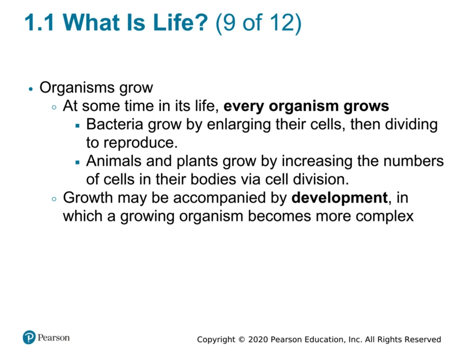What about organisms growing? That actually requires a little bit of stimulus and chemical signaling within the cell or the organism. Something like a prokaryotic bacteria grows by enlarging their cells. Then they divide to reproduce. Those divided cells are usually smaller than the original cell, but they'll get bigger, they'll grow. Animals and plants grow by increasing the numbers of cells that make up tissues, and those tissues make up organs, and those make up organ systems, which make up an organism.